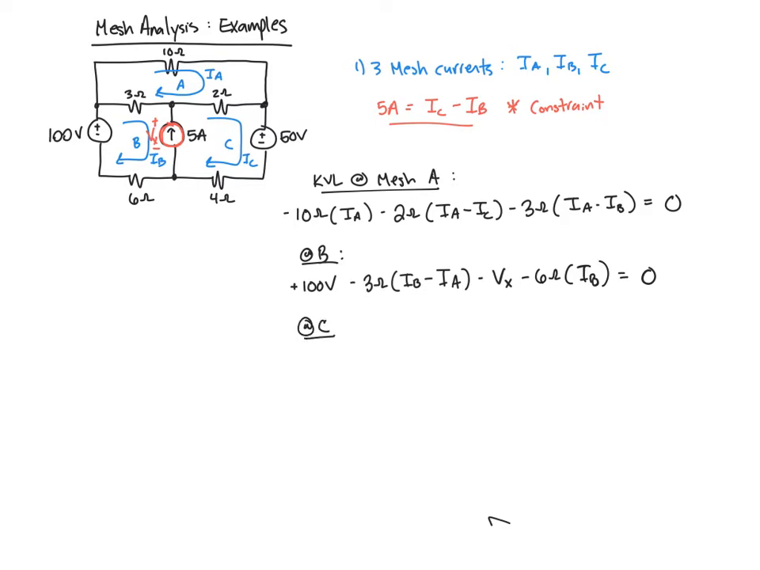And finally at mesh C, again, I'll start in the bottom left corner. The first thing I do is go across this 5 amp source, negative to positive, so that's going to be plus Vx volts. Then minus 2 ohms times the current through the 2 ohm, which is IC minus IA. Then across the 50 volt source, positive to negative. So that's a voltage drop of 50 volts. And then the voltage drop across the 4 ohm resistor is given as 4 ohms times IC, that equals 0.